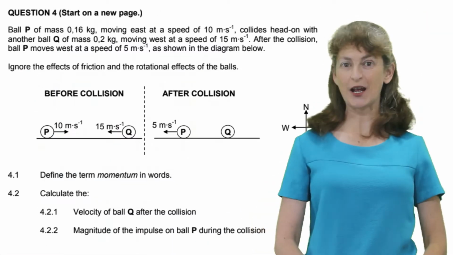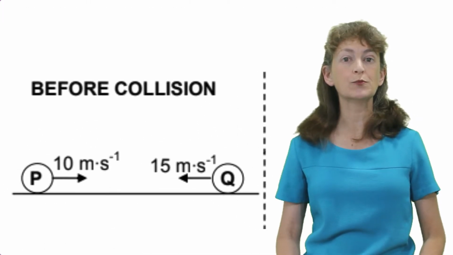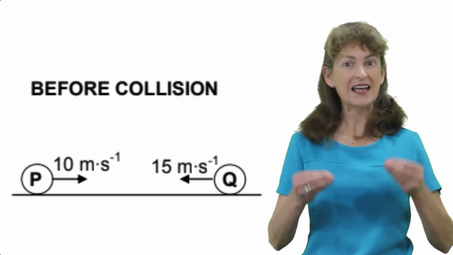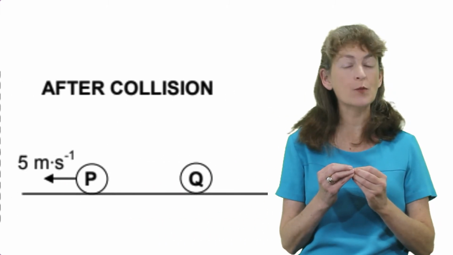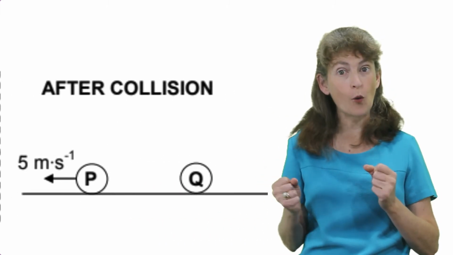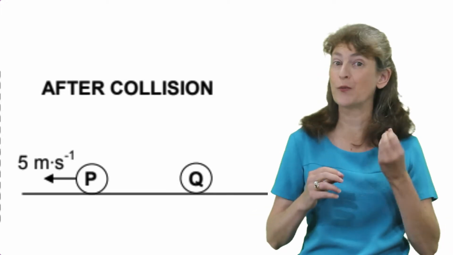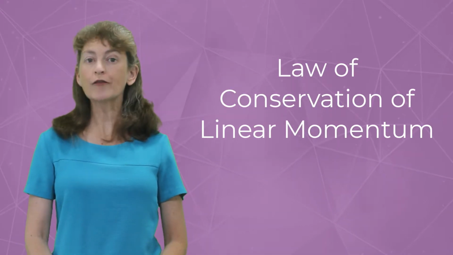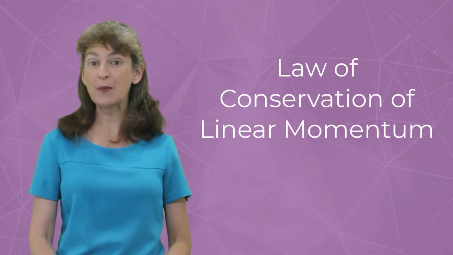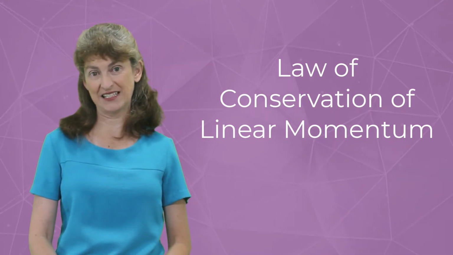In this question, we first have two balls moving towards one another. They collide. After the collision, we know that one of the balls now moves in the opposite direction to before, but we're not told how the other ball moves, and that's what we've got to find out. We're going to use the law of conservation of linear momentum to find this out.